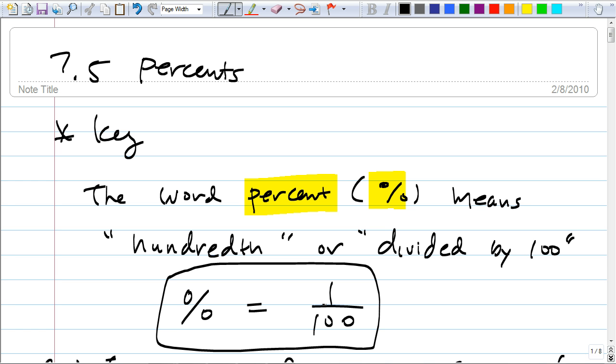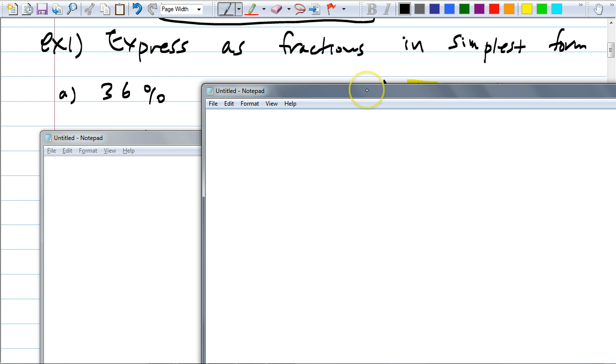If you understand it this way, it's really easy to do these percent problems. So write it down, and I'll wait here. Let's look at example 1 here. It says express as fractions in simplest form. So let's do the first one together.